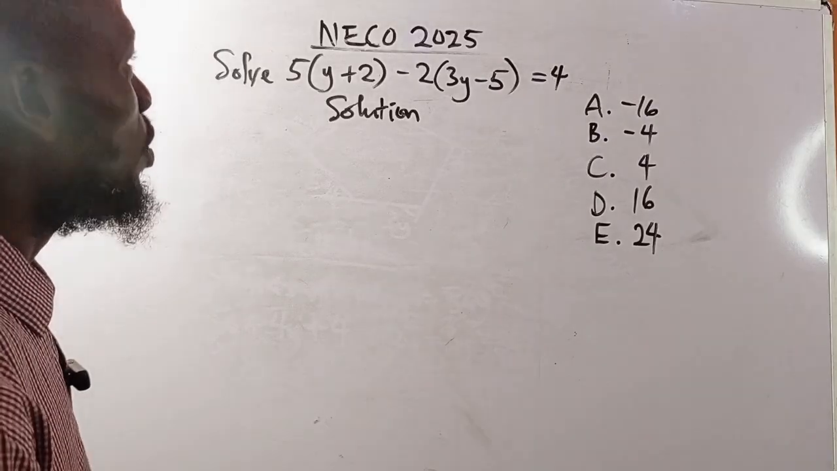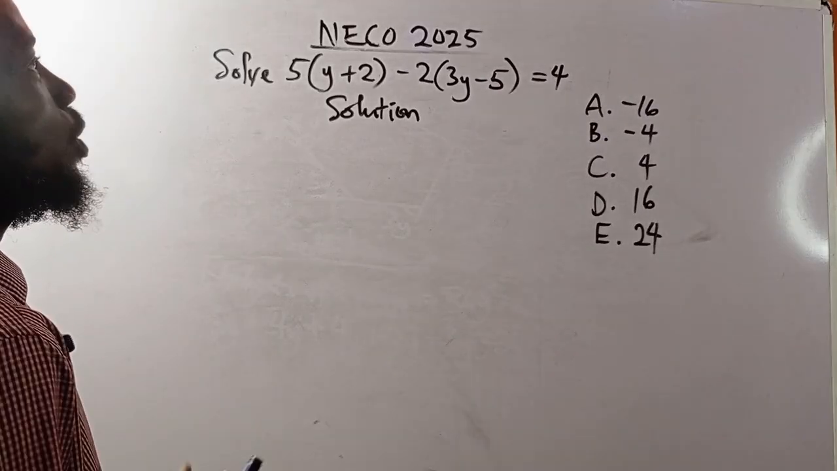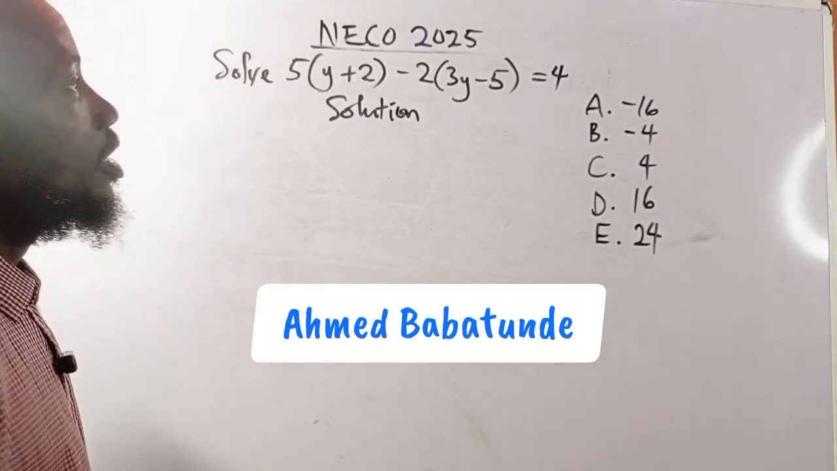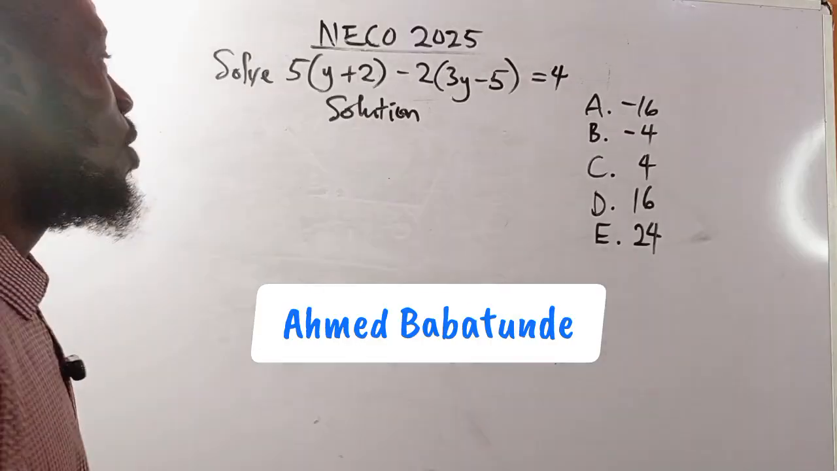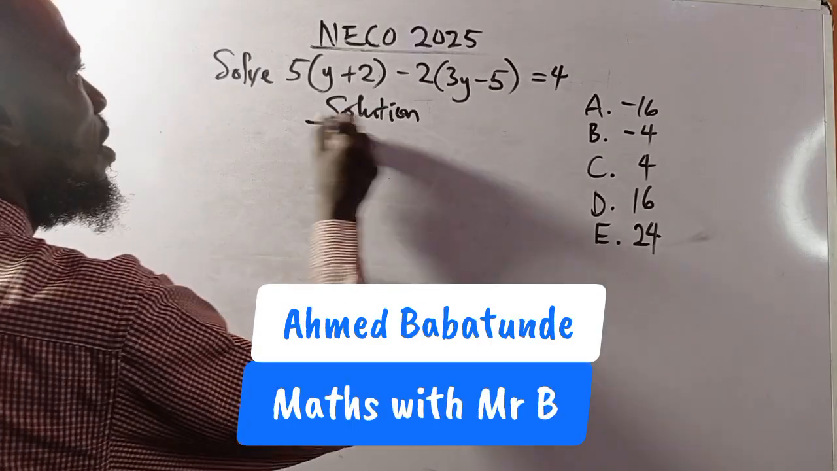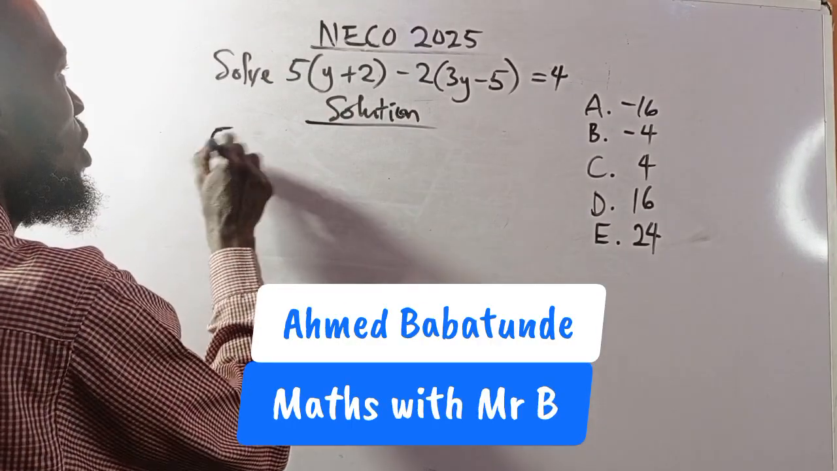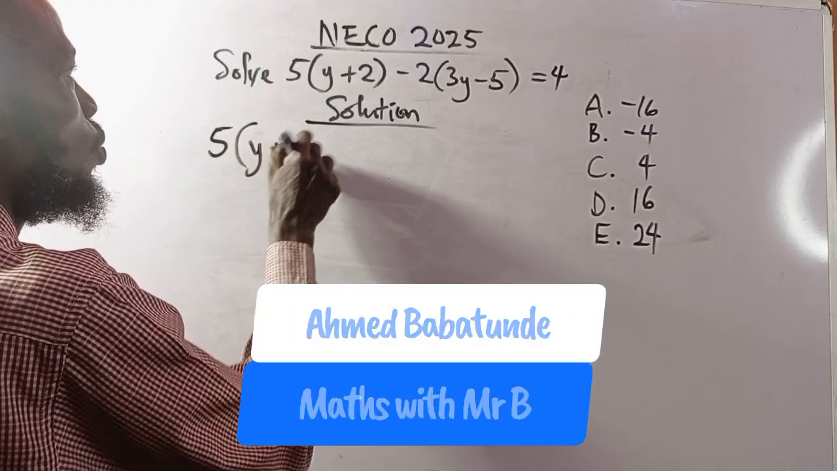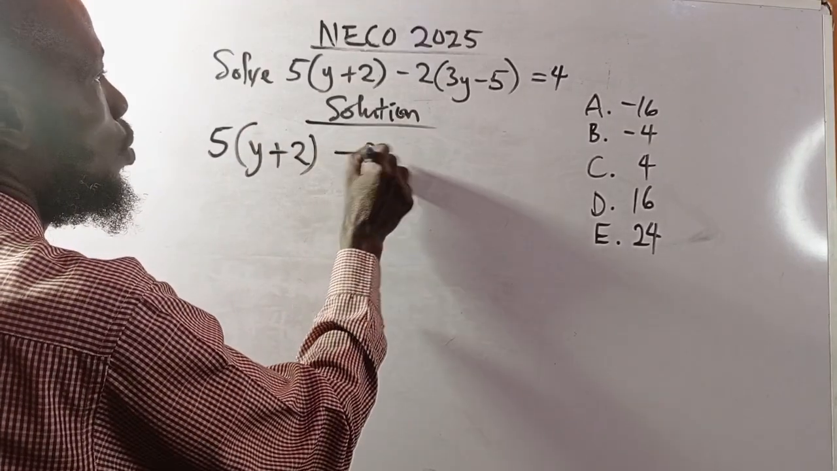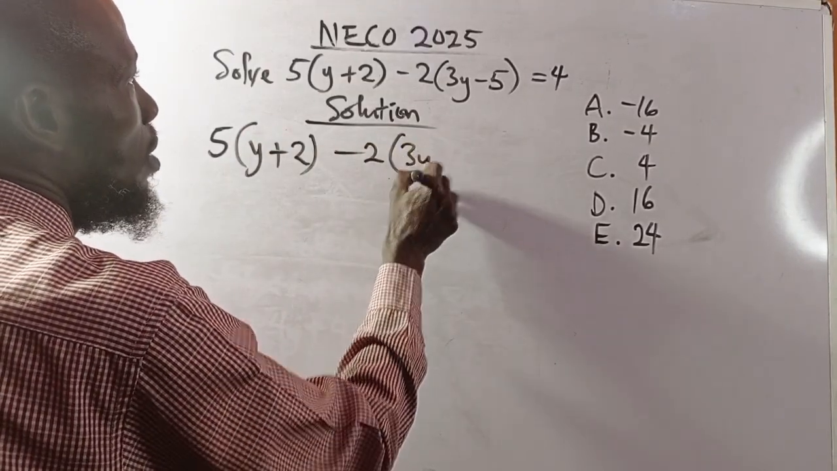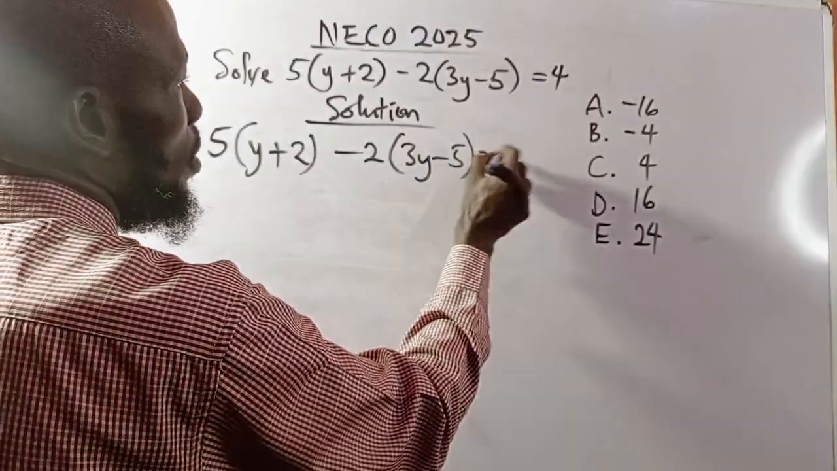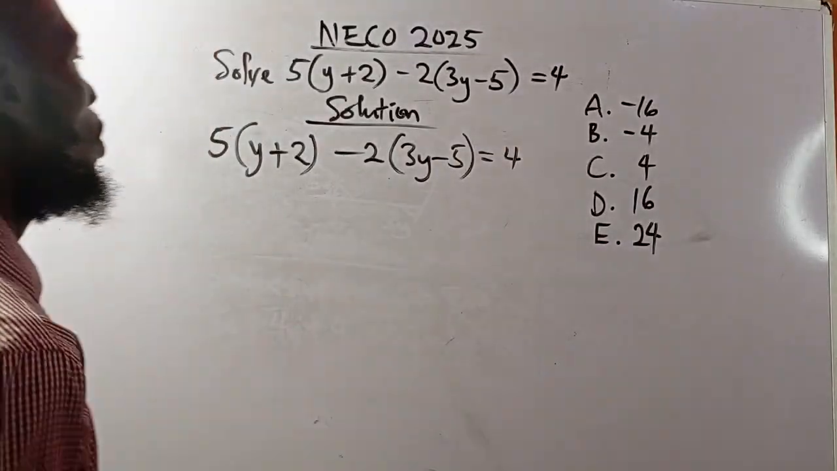Let's look at this NECO question 2025. So this is an algebraic equation. Let's see how we solve this. We have 5 into y plus 2, minus 2 into 3y minus 5, equals 4.